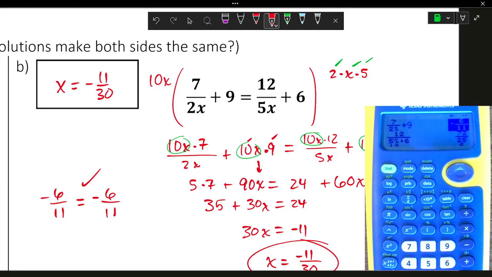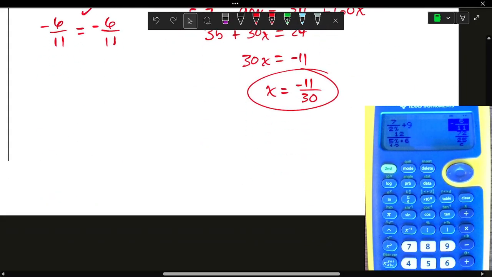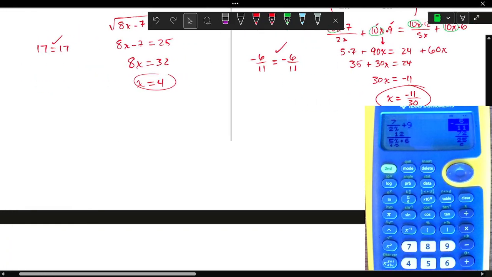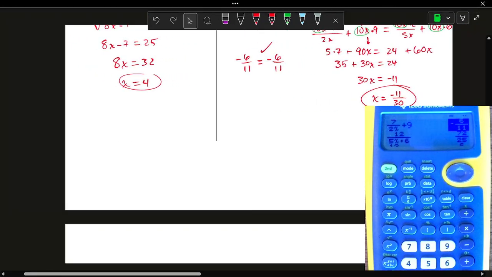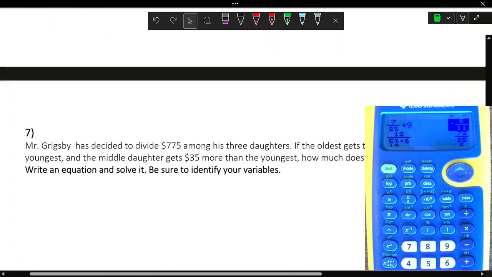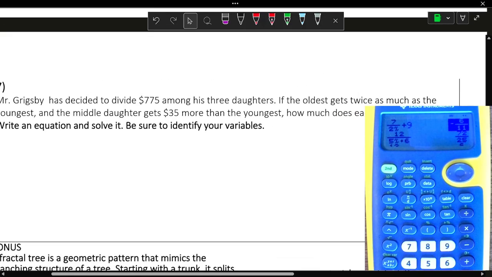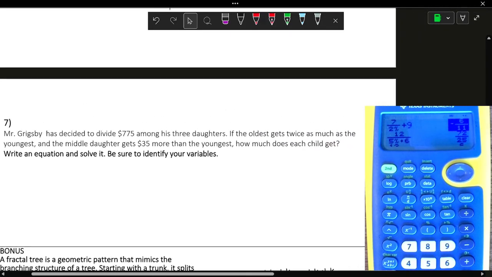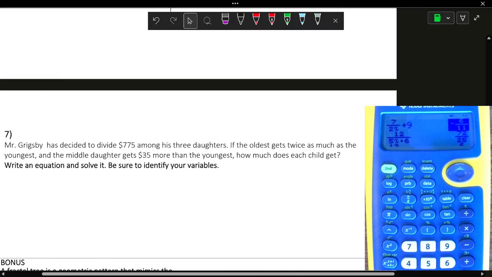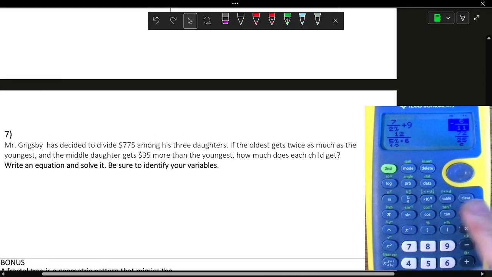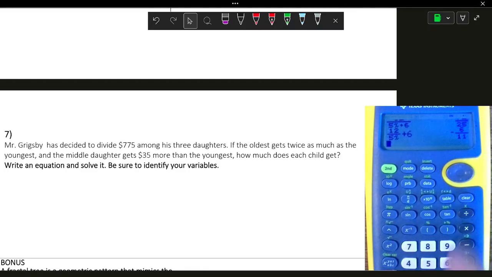Last page, we're just going to talk about the top problem, the one that was a bonus question I'm not going to discuss. Top problem says Mr. Grigsby. We know Mr. Grigsby. We know that guy. Mr. Grigsby has decided that because he got a bonus from selling drones or something, I don't know, or he was flying drones, or he helped someone fly drones.